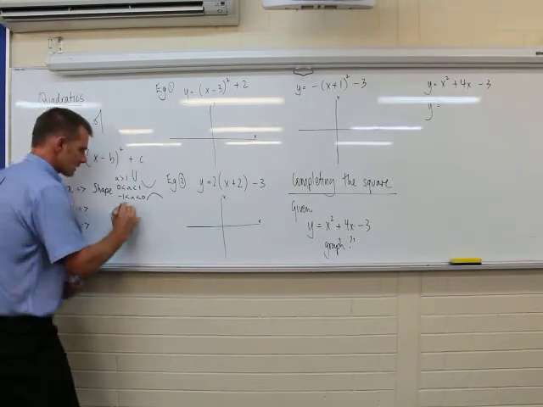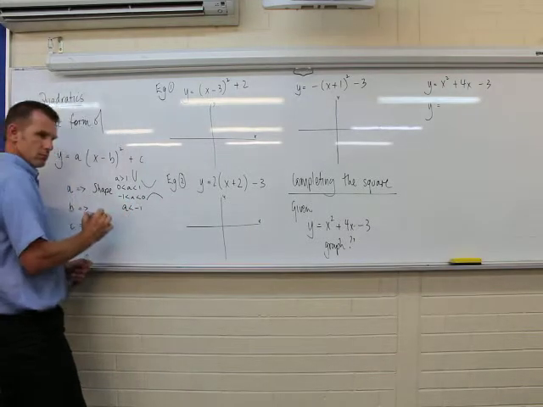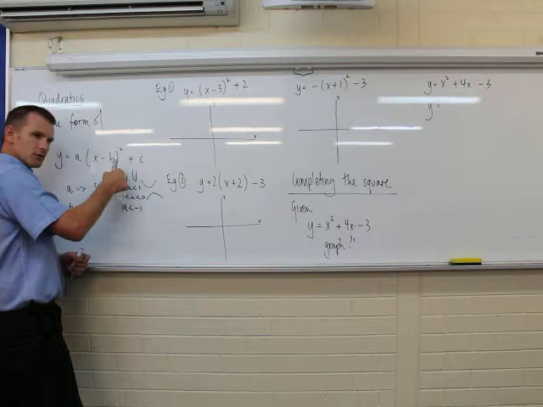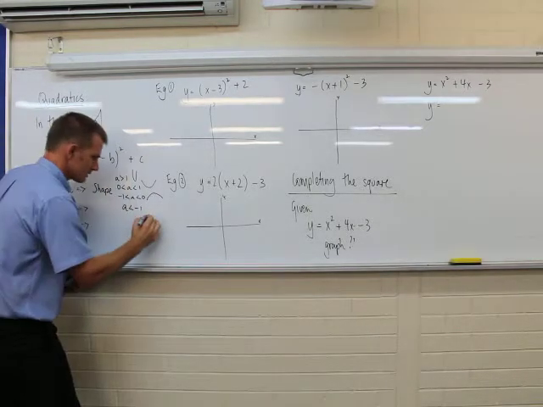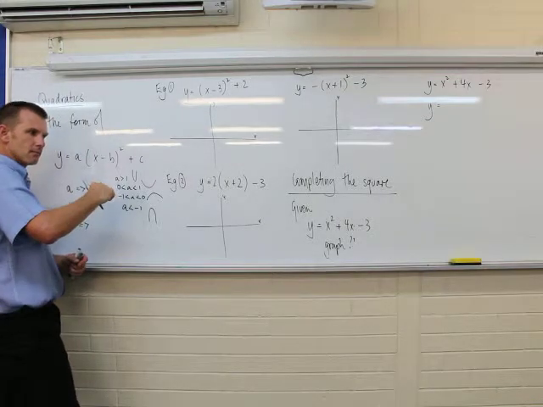Then we've got the next section, when a is less than negative 1. So that's kind of the reverse of this one up here, just that it's the other way. It's going to be steeper, but upside down.